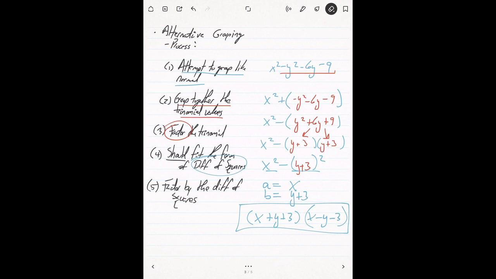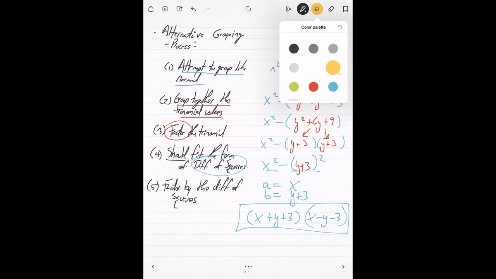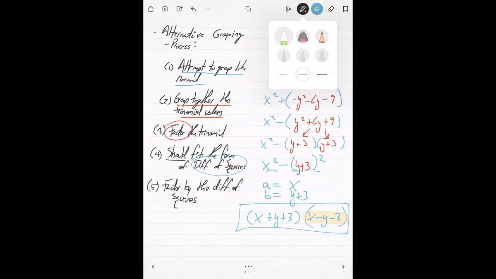Please notice that I'm actually distributing the negative through here, okay? This is really of the difference of squares form, where we have a plus b and a minus b. Well, I'm subtracting all of y plus 3, so that's why I distributed the negative. Hopefully you're seeing how this is working.